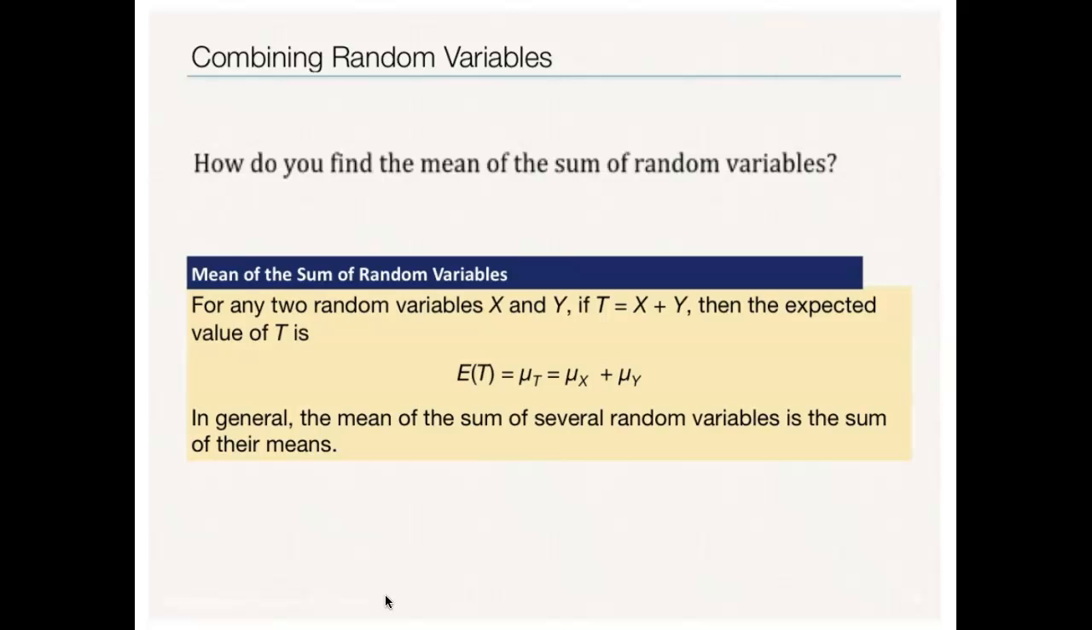So now we're going to talk about combining random variables. So if I have two different random variables, x and y, if t equals x plus y, then I can say that the expected value of t, or the mean of t, is just the sum of the individual means of the random variables.